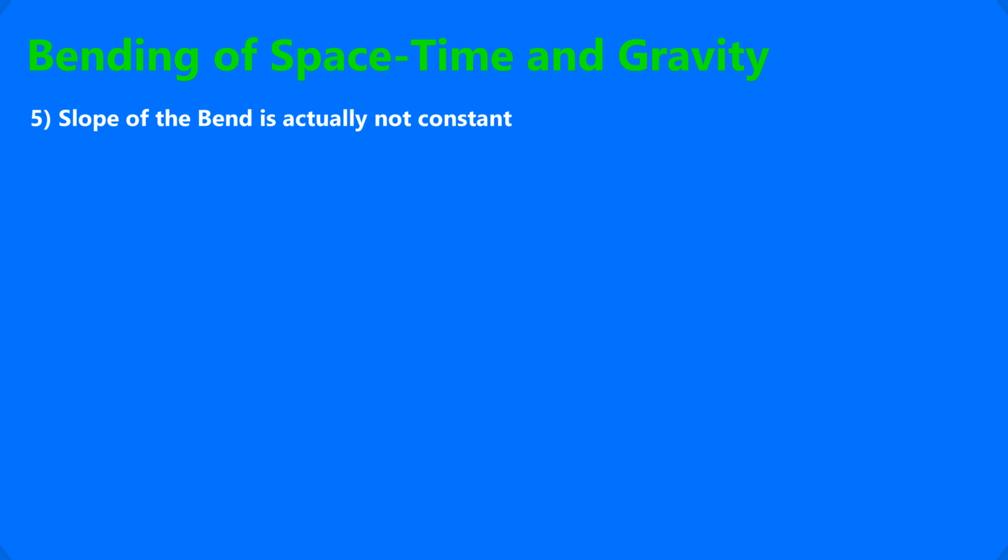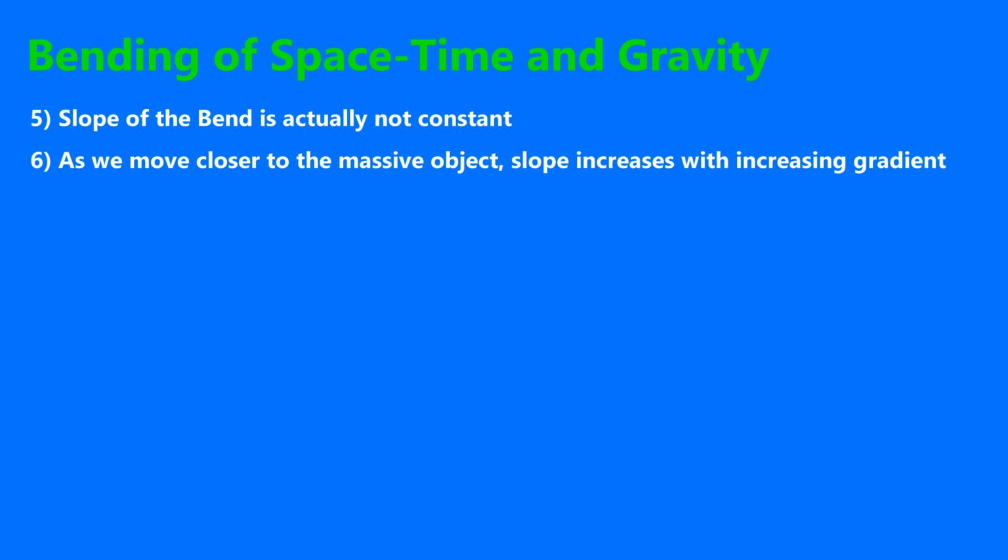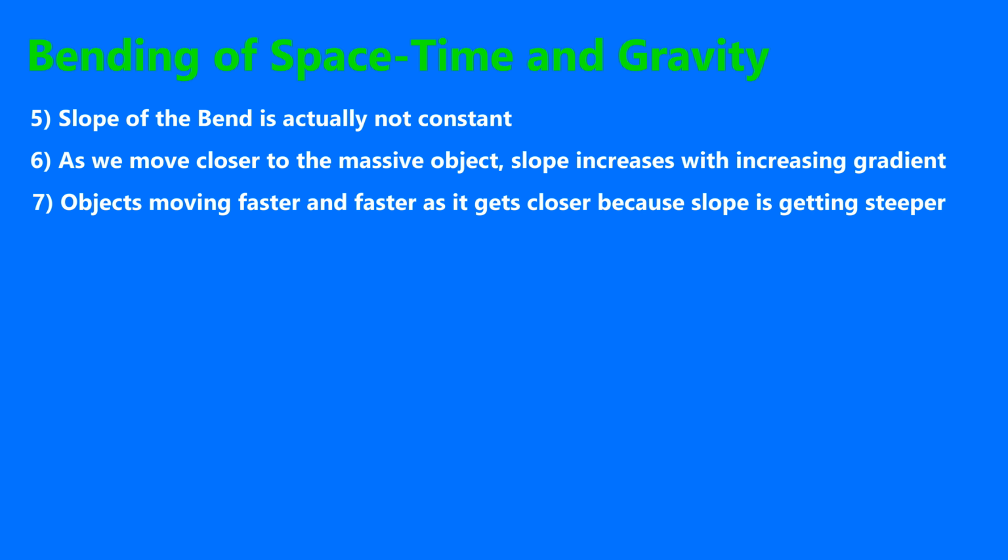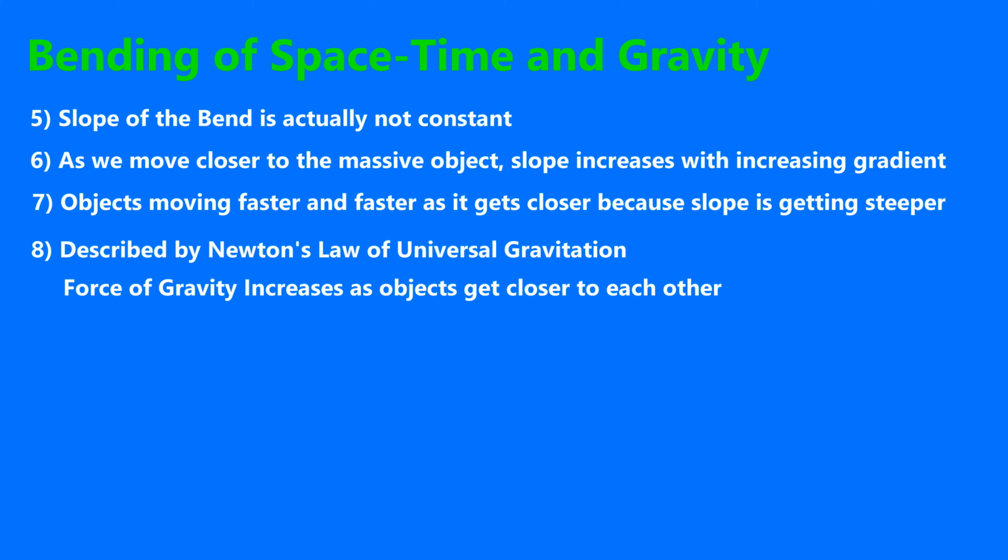Also, the slope of the bend is actually not constant. As we move closer and closer to the massive object, we can see that the slope increases with ever-increasing gradient. Hence, objects actually gain speed in our experiment as they near the massive object because the slope is getting steeper and steeper. This is as described by Newton's law of universal gravitation, that the force of gravity increases as objects get closer to each other. So, we hope that you have found this visualization of the bending of space-time and how it relates to gravity useful in your understanding of the effect of gravity.